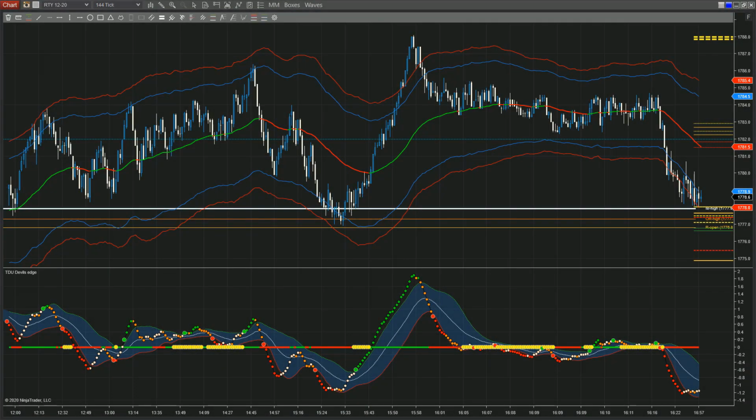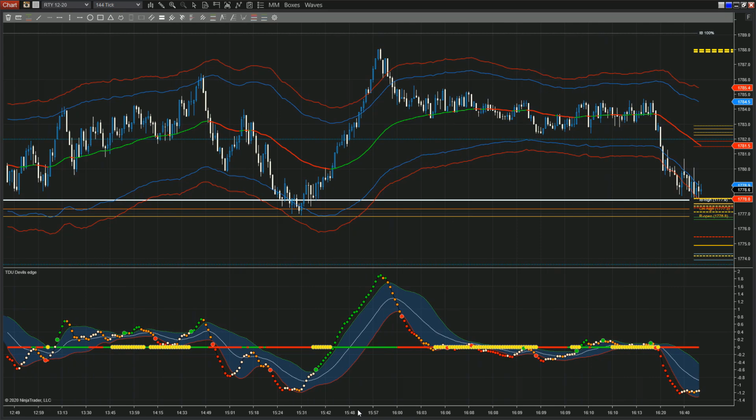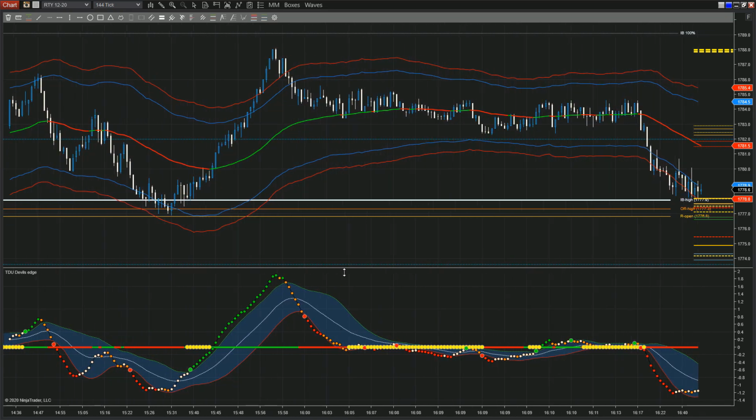Okay, here's the premium version. Now I've got a few things hidden on this because I don't want to overwhelm it when you first look at it. So let's just focus on a few things. All right, let's start with the devil's edge.